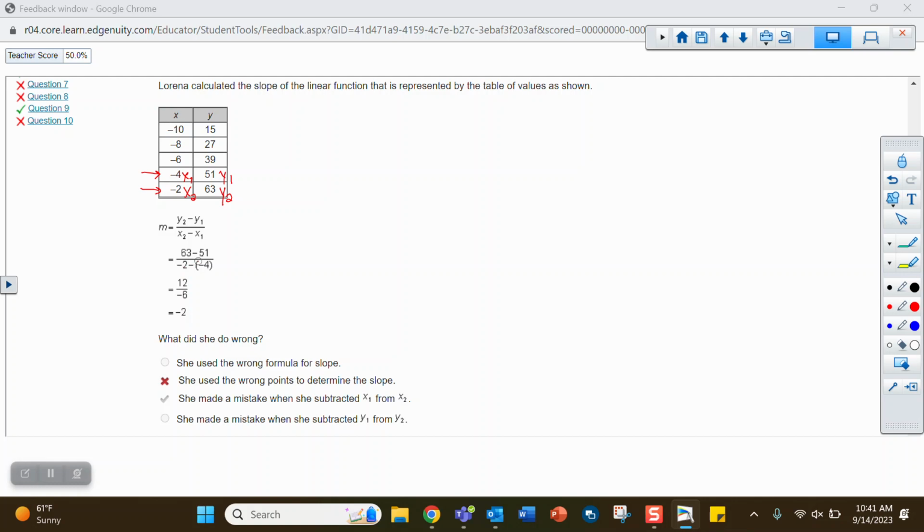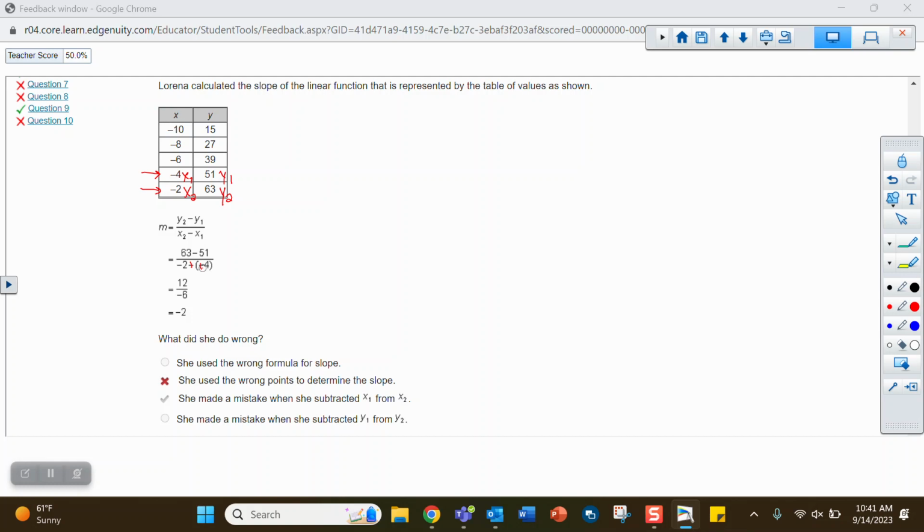-2 minus -4. We have to be careful when we're working with negatives. The formula is a subtraction sign. 63 minus 51 is 12, but -2 minus -4, there is the error. When you subtract a negative, you're actually adding a positive. Think about it like this. You're taking negatives away. So if I'm taking negatives away, I'm actually getting more positive.